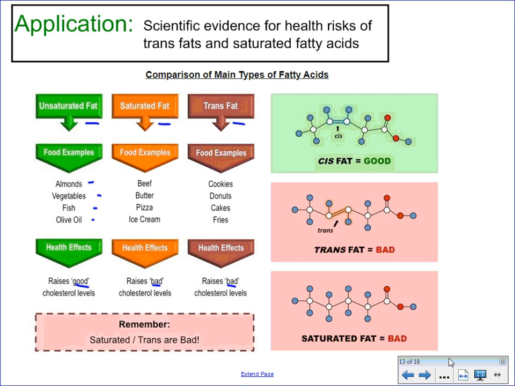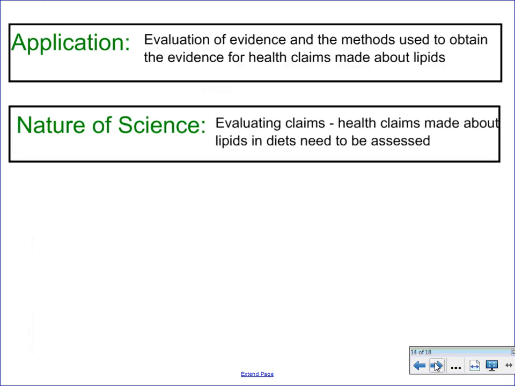Saturated fats tend to be found in things like beef and butter, dairy products, pizza, in the form of cheese. Trans fats tend to be found in heavily processed foods, so things like fries and cakes and donuts and cookies, all those good foods, have those trans fats which raise bad cholesterol levels. In class, we will go through some evidence and the methods used to obtain the evidence for health claims made about lipids, and this will tie into that nature of science statement as well. This does it for this video about lipids in subtopic 2.3.